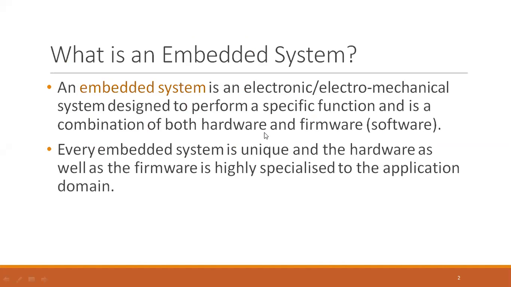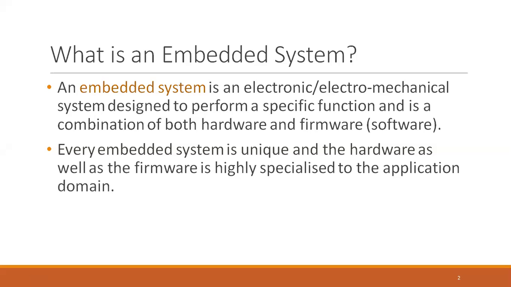So what is an embedded system? An embedded system is an electronic or electromechanical system designed to perform a specific function and is a combination of both hardware and firmware, right? We call it firmware instead of software. Unlike your desktop machine or laptop, where we call it software, on an embedded system we call it firmware. That we have already studied in the class.